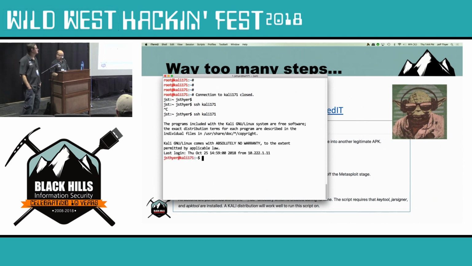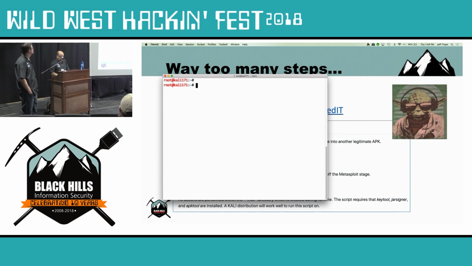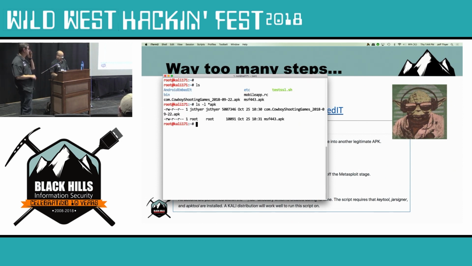Demos. All right, here we go. We're on my Kali box, right? In my root file system here, a couple of APK files. I have a pre-generated Metasploit MSF 443.apk. I have a com.cowboy shooting games, which is the one I was talking about in the slides. Here's how you run my tool.